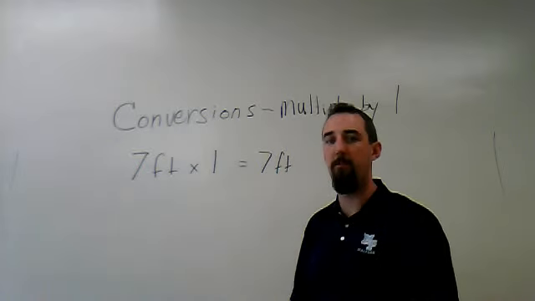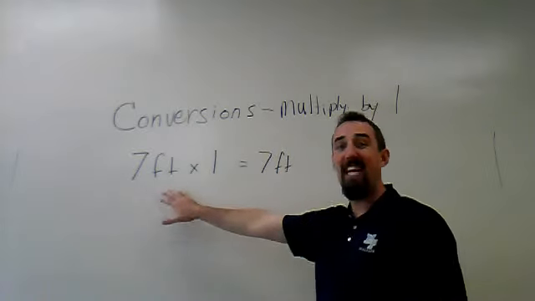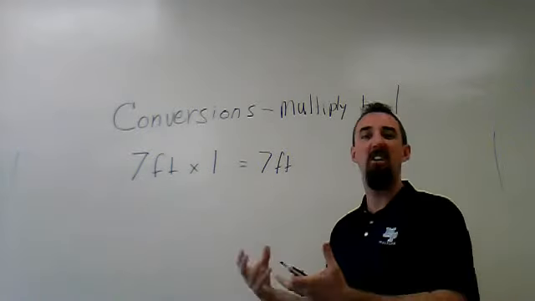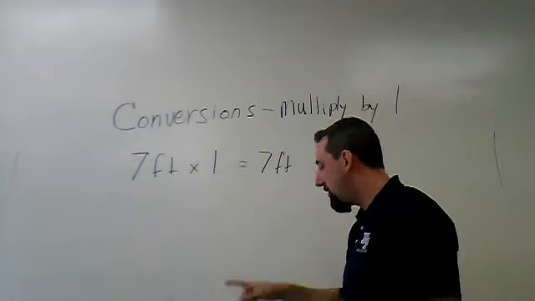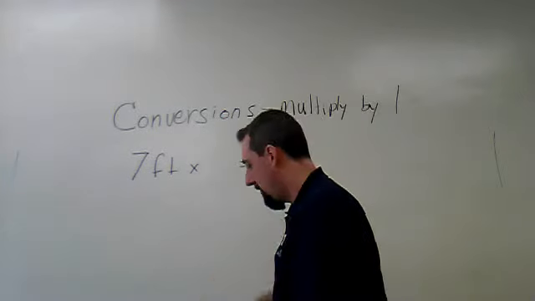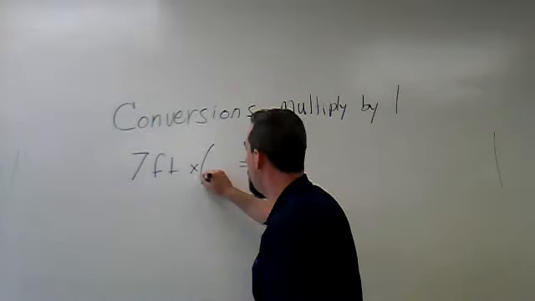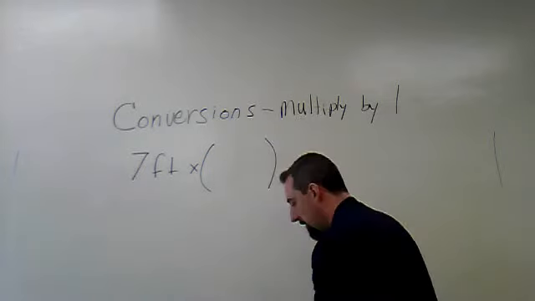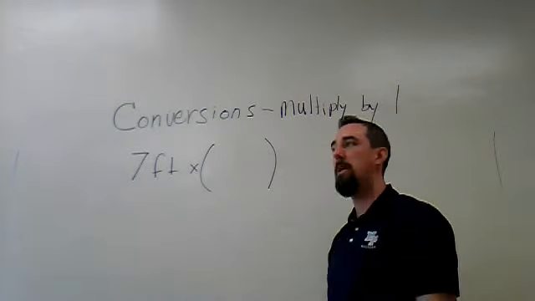Let's use a different version of 1 because we don't want to change this number. 7 feet should still be 7 feet. We just want to kind of describe it differently. So instead of multiplying by just the value 1, let's multiply by a set of parentheses, and let's put the number 1 in those parentheses. Now, we can do this a whole bunch of creative ways.